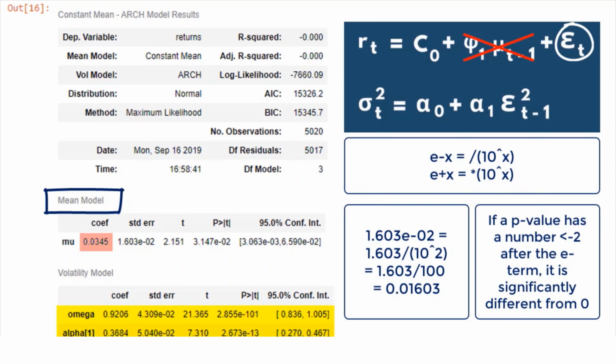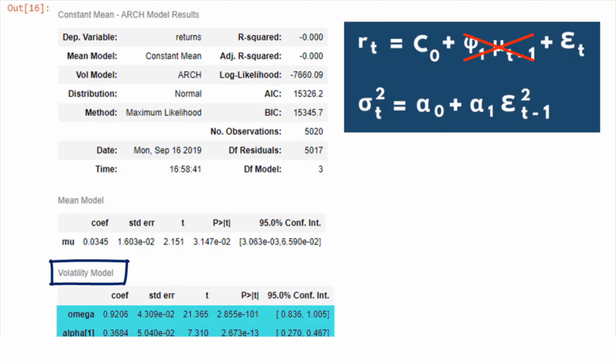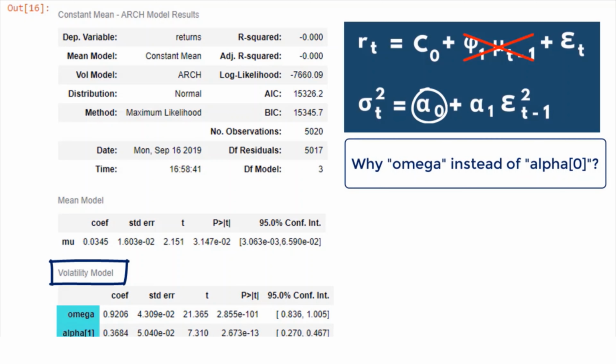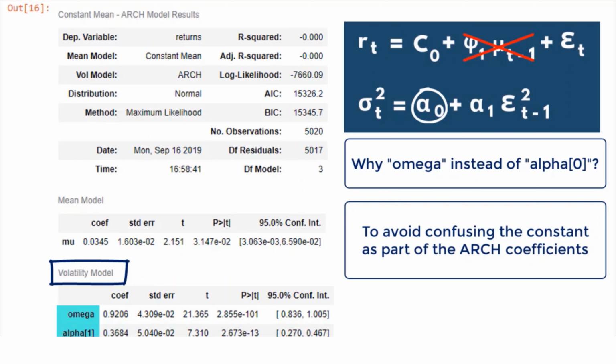Now let's head toward the volatility model, which we already established is the meat of the ARCH model. We see that both omega and alpha 1 are significant. Of course, omega here represents the constant term of the variance equation, which we dubbed as alpha null. But why is it dubbed differently then? Well, an extension of the ARCH model includes another series of variables and its associated coefficients. To avoid confusing the constant as part of the ARCH coefficients, the Python method we're using adopts a completely unambiguous notation: omega.